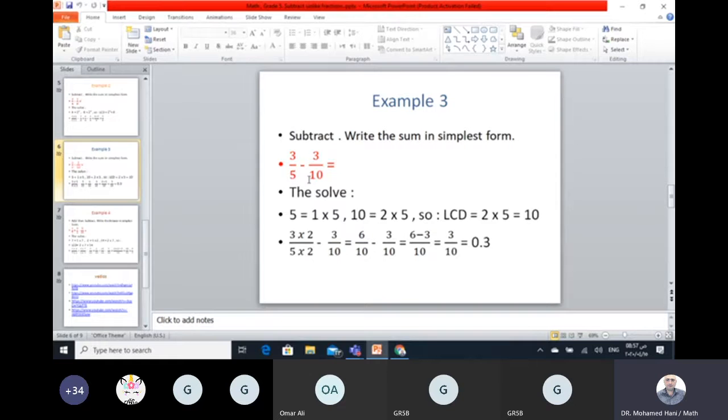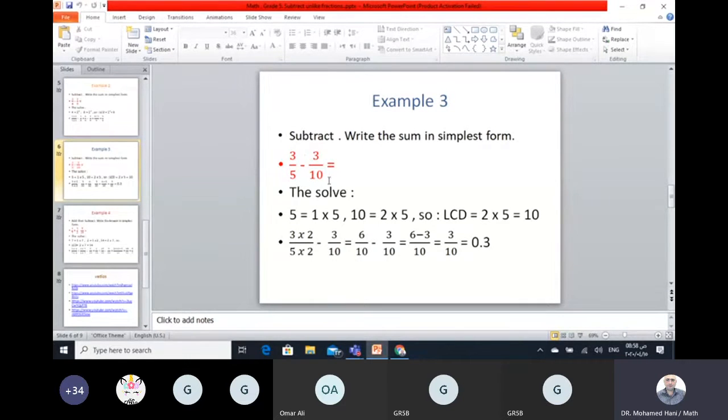Now go back to the first fraction. Ask yourself, which number times 5 equals 10? It will be 2. So multiply the first fraction by 2. 3 times 2 and 5 times 2. So I can write here 3 multiplied by 2 and 5 multiplied by 2, minus.